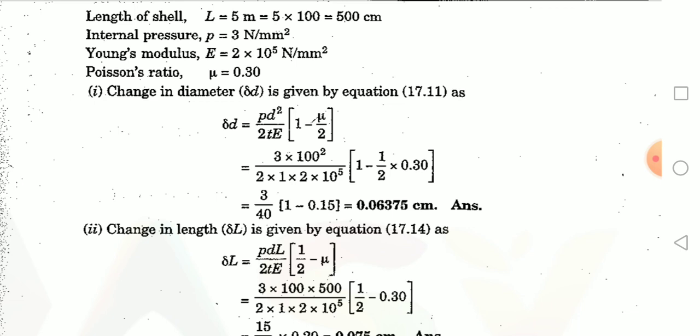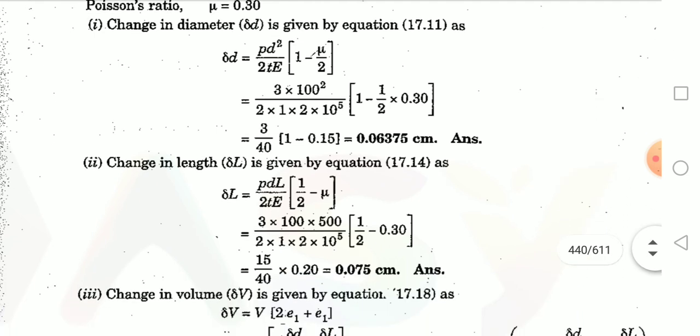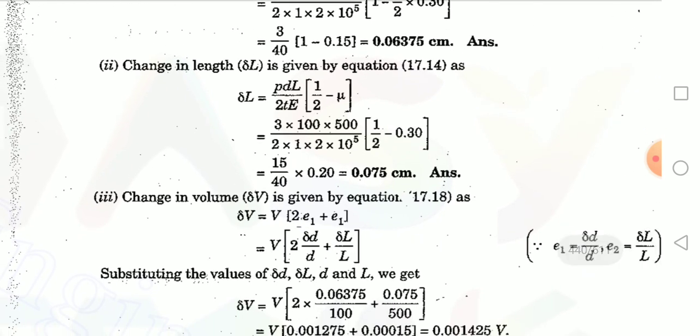So the first question is change in diameter. The change in diameter formula is PD squared by 2TE into 1 minus mu by 2. This is the formula. Then the P value is given as 3 into diameter 100 squared divided by 2 into thickness 1 into E 2 into 10 power 5, 1 minus half mu, so half into 0.3, so we can get 0.06375 centimeter.